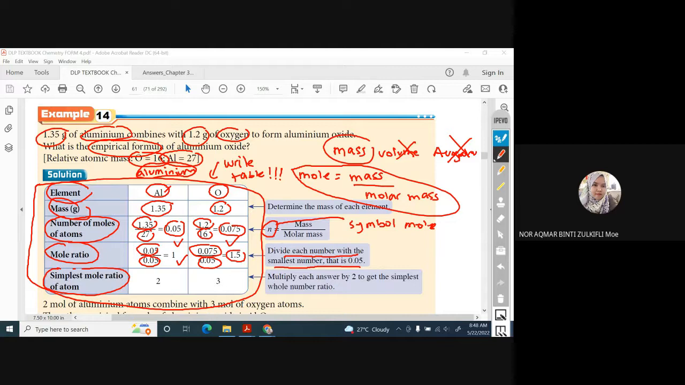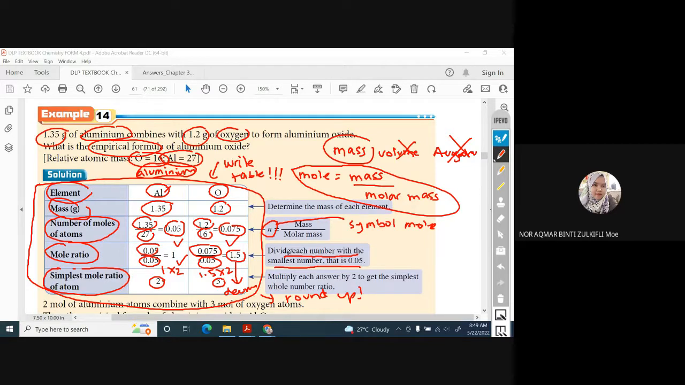Ini special case since it have decimal point here. Decimal point here 1.5. So you must convert to round up. Okay, you must round up the nearest one. Means you need to times 2. 1 times 2, 1.5 times 2. So kita tak mau yang point-point ni. Kita mau round up. So round up the nearest one times 2, 2 and 3. Okay.